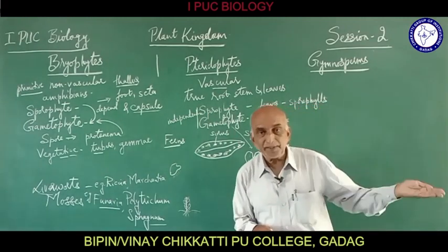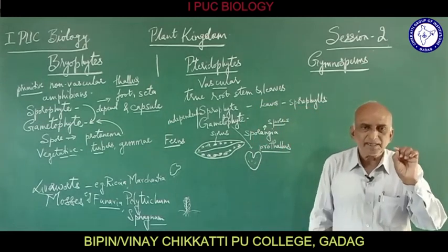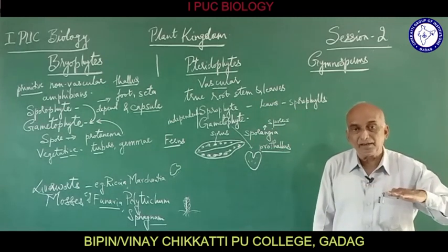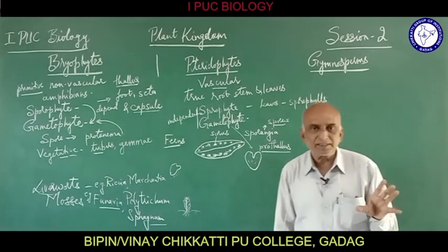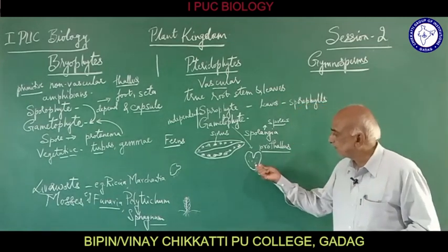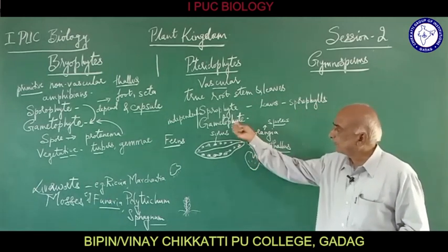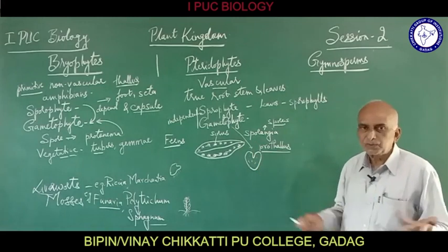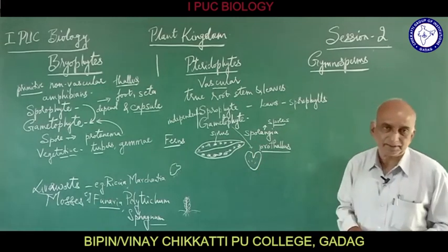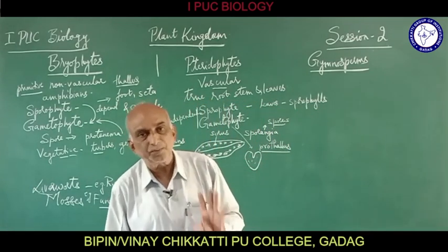The gametophyte is a small structure, just like a piece of a leaf. It is somewhat flat, green in color, and usually heart shaped, sometimes somewhat oval also. This leaf-like flat structure is the gametophyte. It is green in color, so it is capable of its own nutrition, and it is also called Prothallus. So the gametophyte of pteridophytes is called Prothallus.